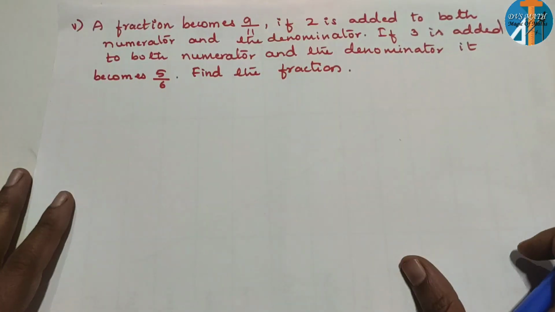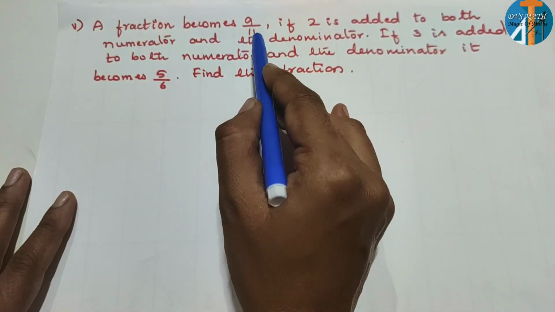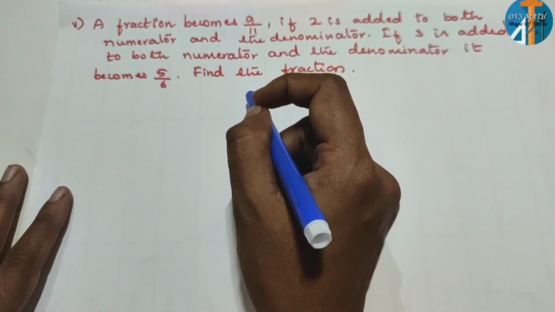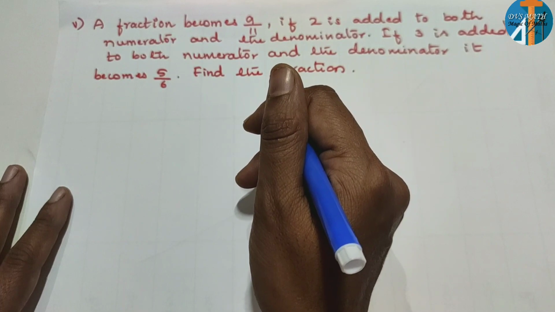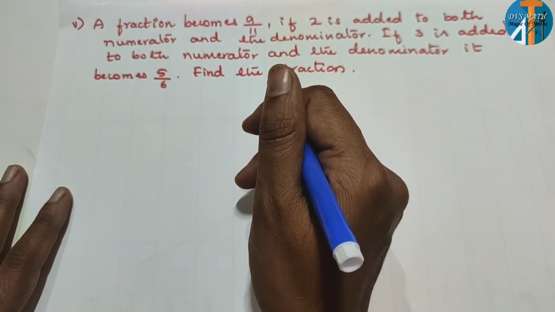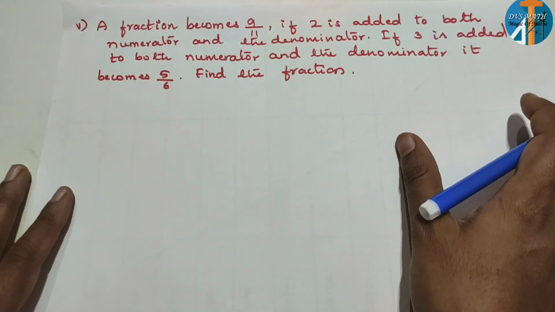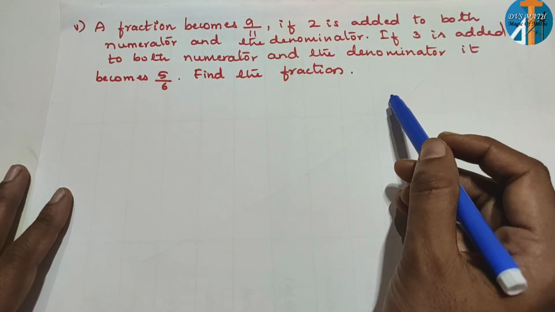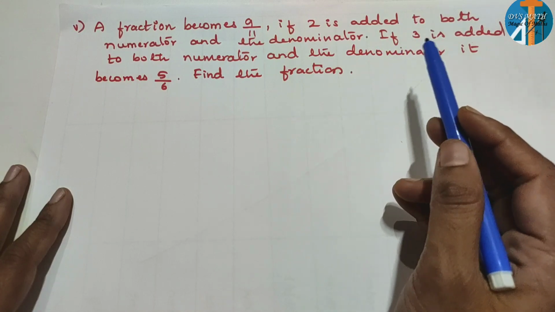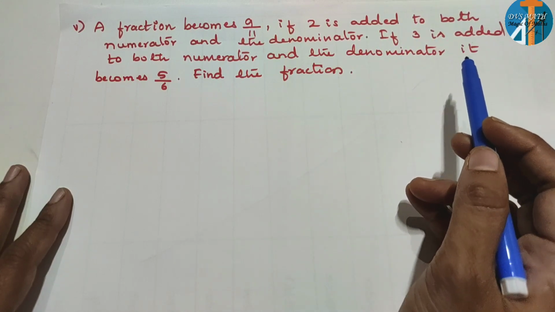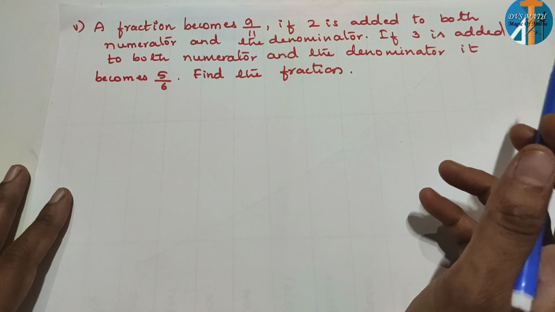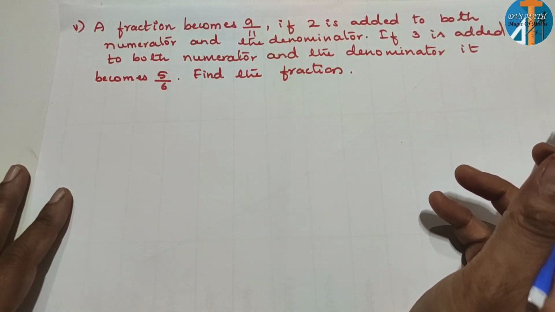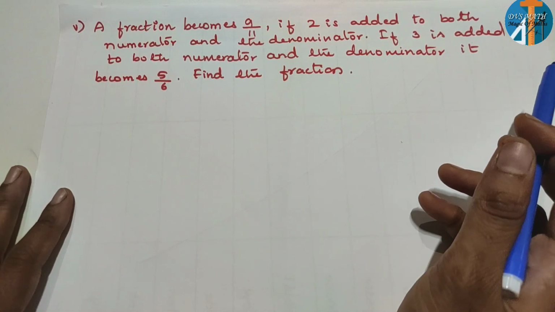Sub question 5. Fraction becomes 9 by 11. Here we are talking about fractions. As you all know, a fraction has the p by q form. So here we have a numerator as well as a denominator, right? The question says a fraction becomes 9 by 11 if 2 is added to both numerator and denominator. If 3 is added to both numerator and denominator, it becomes 5 by 6. Find the fraction. This is also very simple.